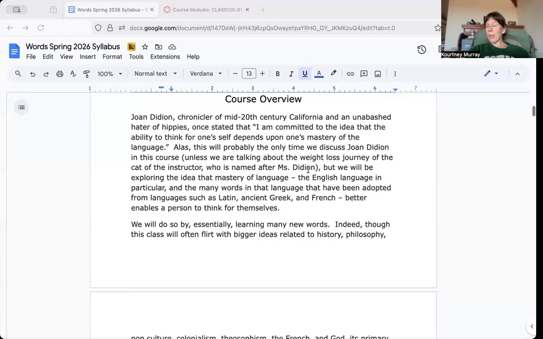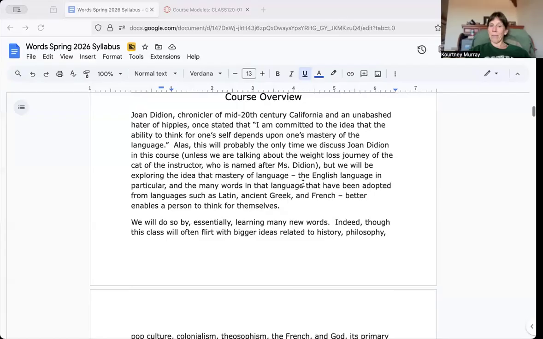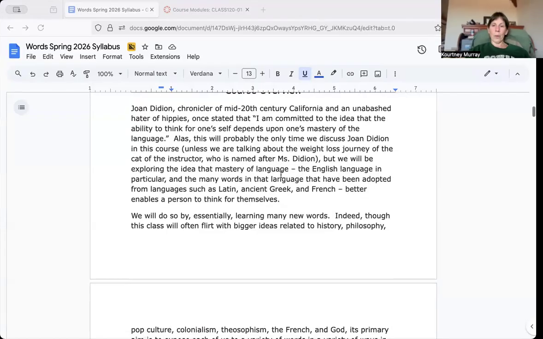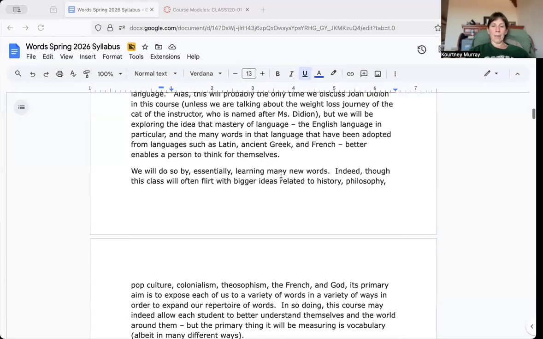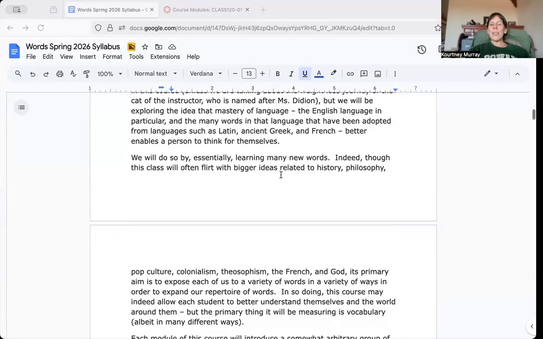And this was, of course, most aptly explained by a woman who's been dead for a long time, Joan Didion, who is amazing, but we won't be talking about her at all. If you would like to talk to me about Joan Didion, I have many thoughts, and we could do that during office hours, you know? So that's what we're doing.